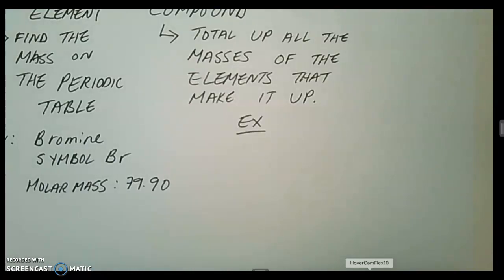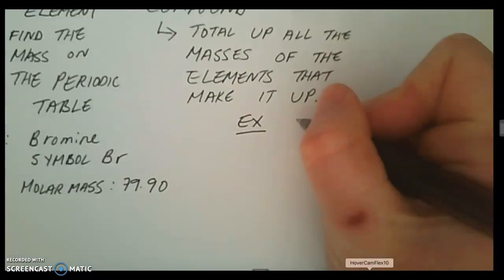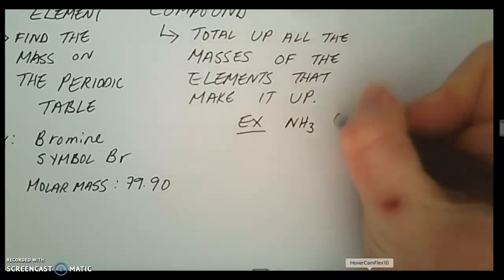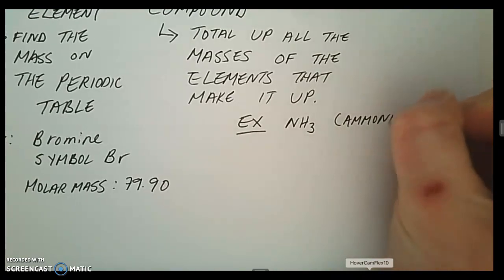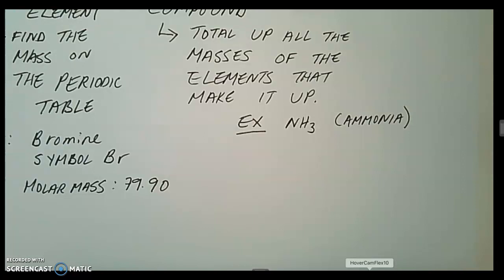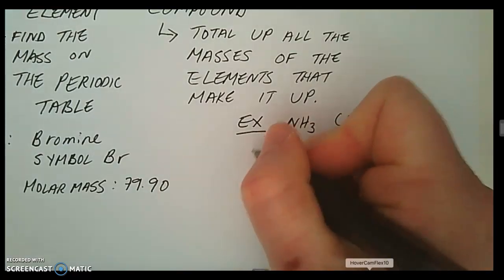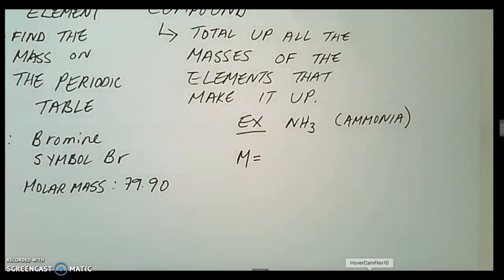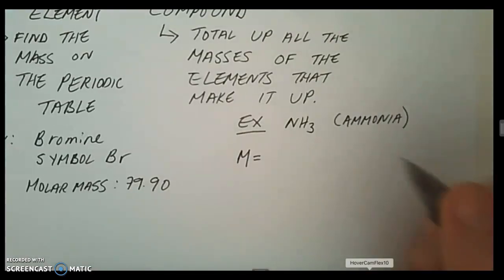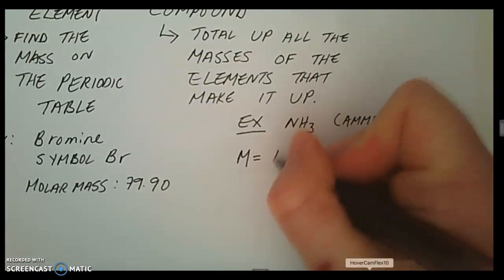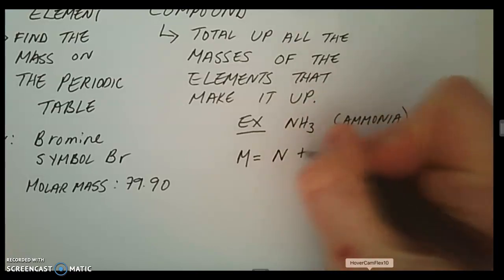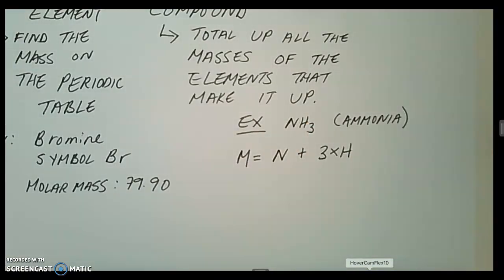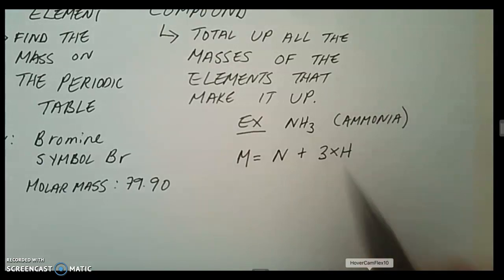A compound that I might want to do is, say, ammonia, which has formula NH3. That's ammonia. To get the molar mass, and I'm going to use just a capital M to mean molar mass here rather than writing the word like I did before, I need to have the mass of 1 nitrogen plus the mass of 3 hydrogens, because the 3 right here means there are 3 hydrogens. So 1 nitrogen plus 3 hydrogens.